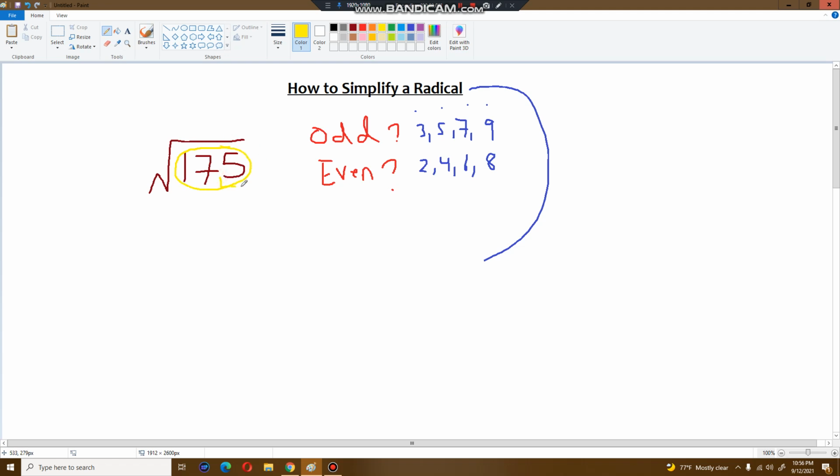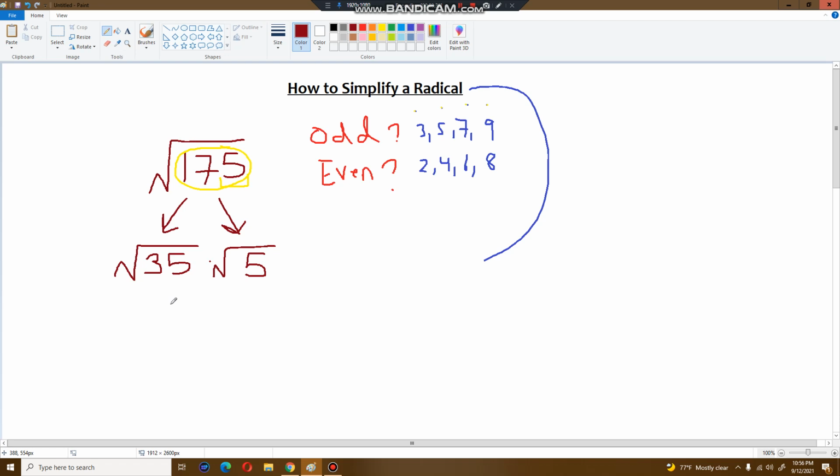Well, just take a look at the number at the back, 5. 5 is definitely an odd number, which means one of these numbers, 3, 5, 7, or 9, I should be able to divide 175 by one of these numbers here. Let me try 5. So I'm going to break down this square root into two square roots. 175 divided by 5 is 35. And of course, this is 5 as well. Because 35 multiplied by 5 is equal to 175.